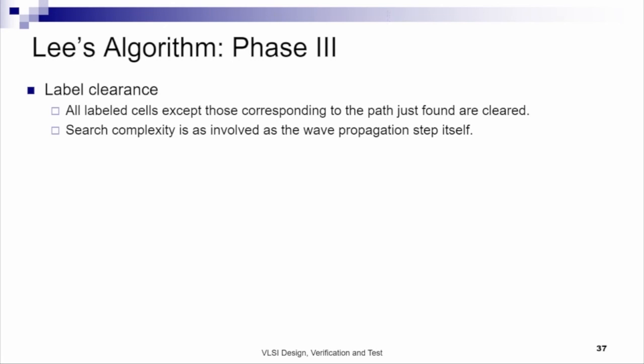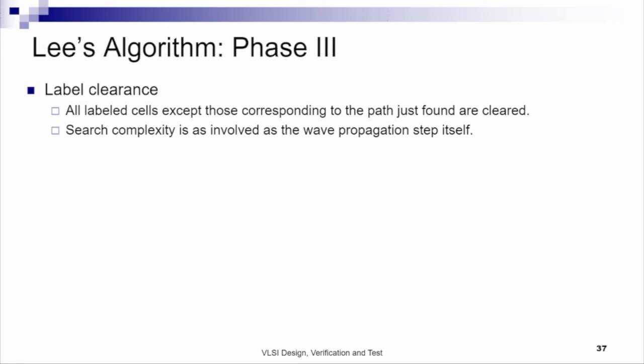In the third phase of Lee's algorithm, what do we have? We clear the labels that we created, the redundant labels that we created. All labeled cells except those corresponding to the path just found are cleared. The search complexity for this clearing process obviously is the same as the wave propagation itself, because if that was a wave propagation, this will also be another wave propagation to find out all cells which I have labeled in this path to provide a connection between these two terminals in this two terminal net.